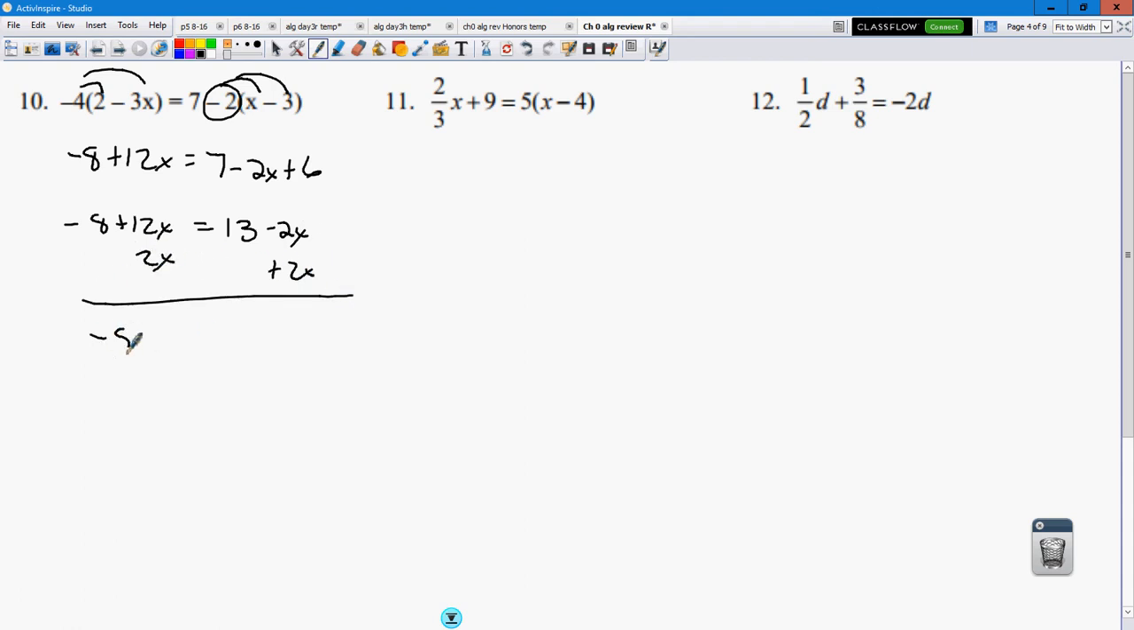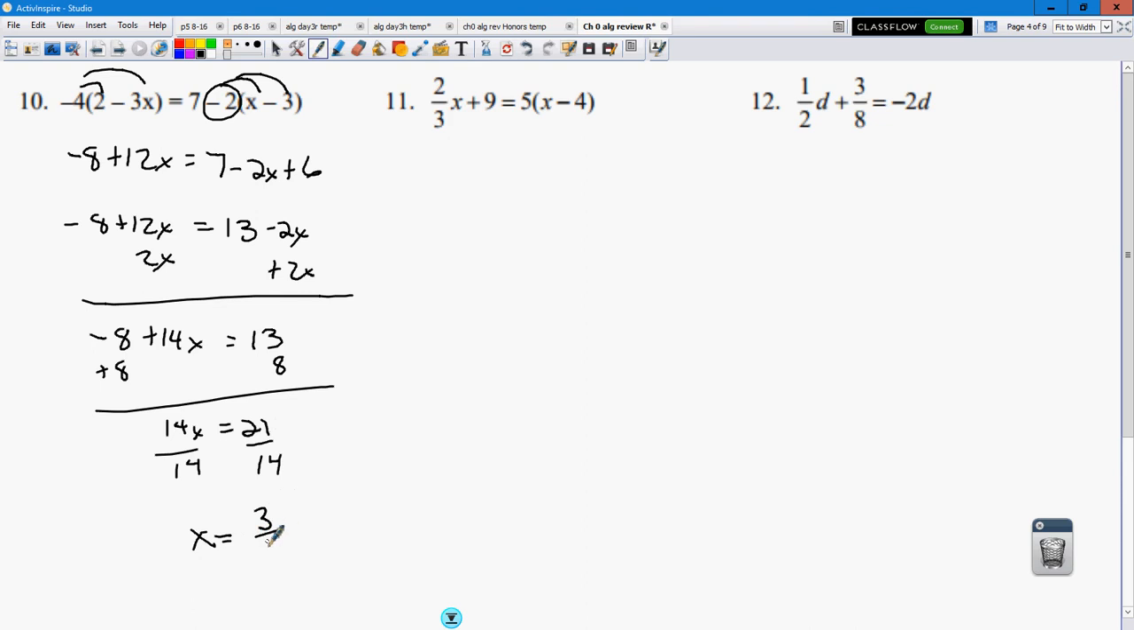X is larger on the left-hand side, so I'm going to add 2x to both sides. I have a negative 8 plus 14x is equal to 13. If I add 8 to both sides, I get 14x is equal to 21. When I divide by 14, I should simplify this fraction. They're both divisible by 7. If I divide it by 7, I'd get 3 over 2.